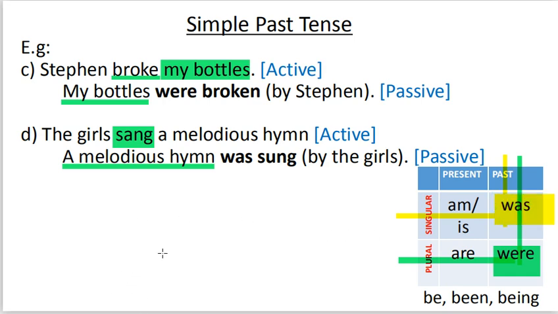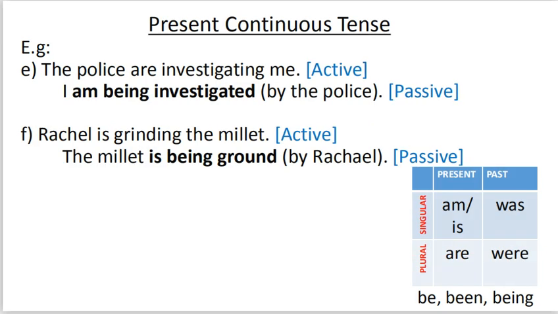Let's go straight to example E and F. These two examples are in the present continuous tense. Example E. The police are investigating me. In this kind of sentence, we have the continuous verb investigating, a verb in ing form. That means in our passive sentence, we are going to have the verb be in ing form. We are going to have two verb be. The first one is like the ones we have been using before, like the ones on the table. After that, we are going to have the verb be in ing form to represent the lexical verb in ing form. So it becomes I am being. The verb investigating is now going to be expressed in the past participle. I am being investigated by the police.